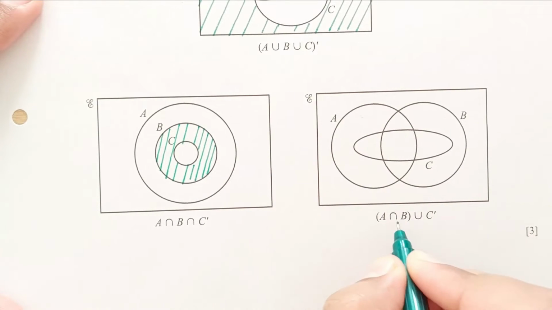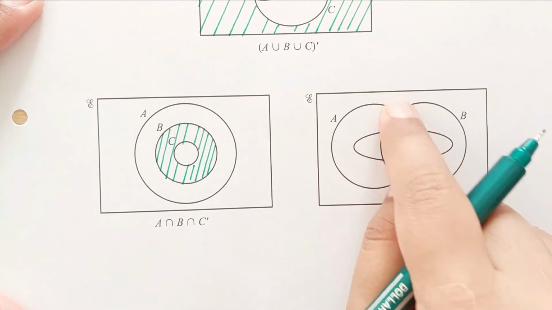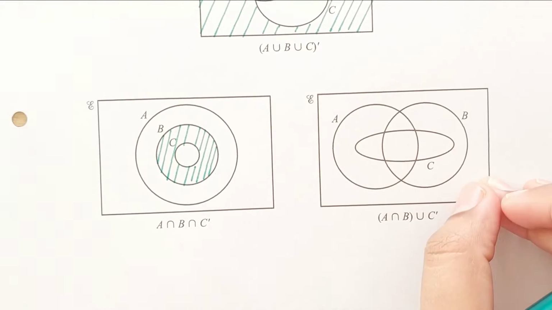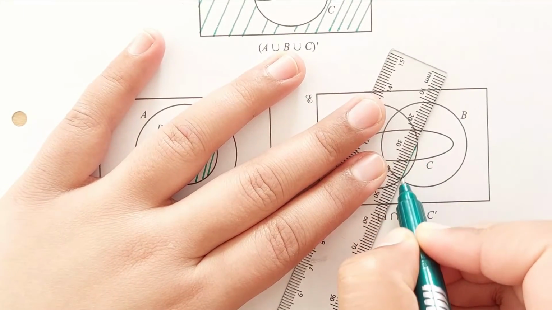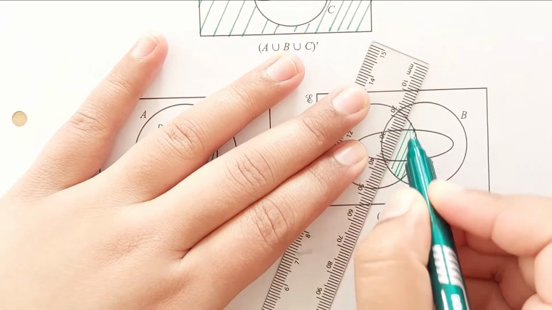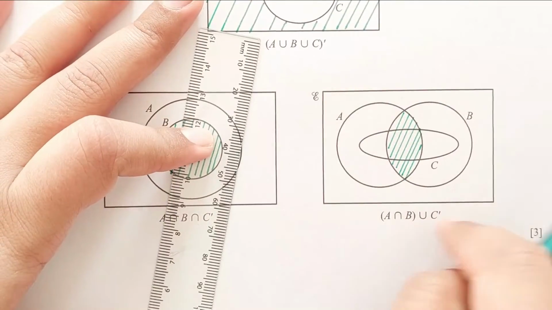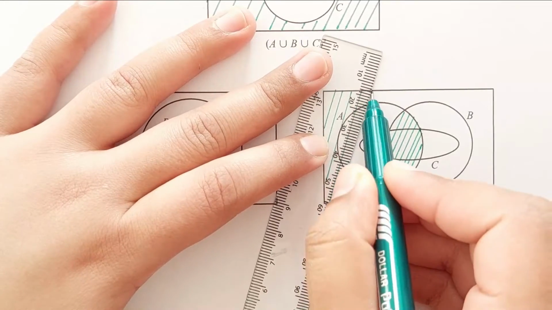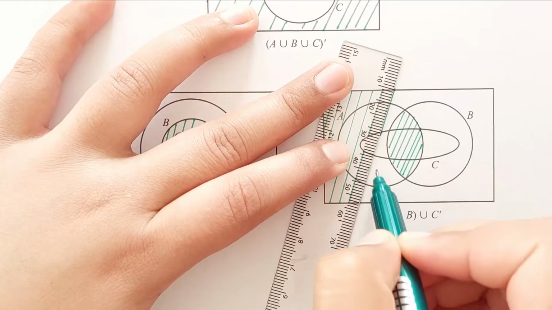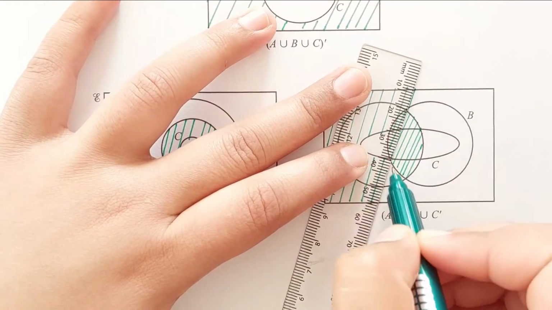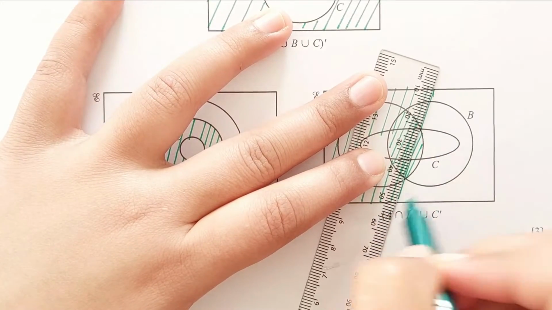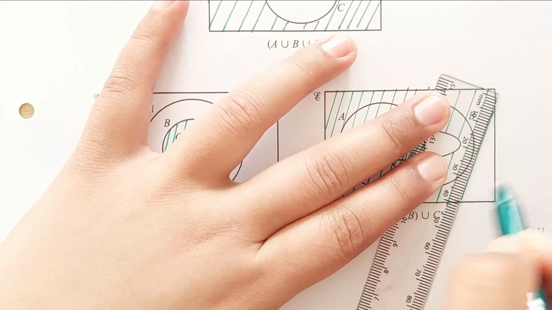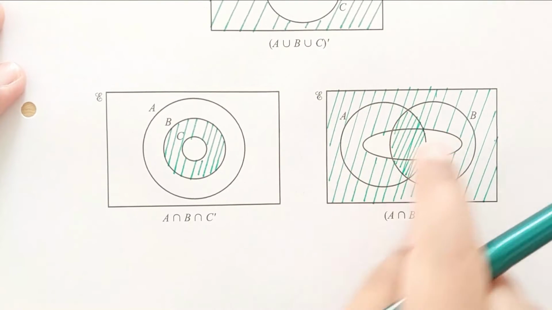Now for part 3, A intersection B. So this is a set A, this is a set B, and its intersection, A intersection B, is this region, and its union with C complement, the region that is outside of C, the whole other than C. So that is the shaded region other than this set C.